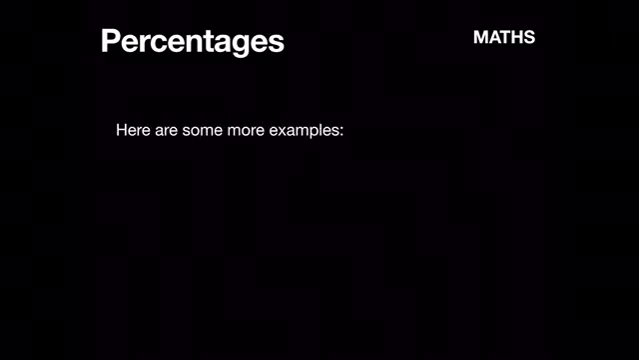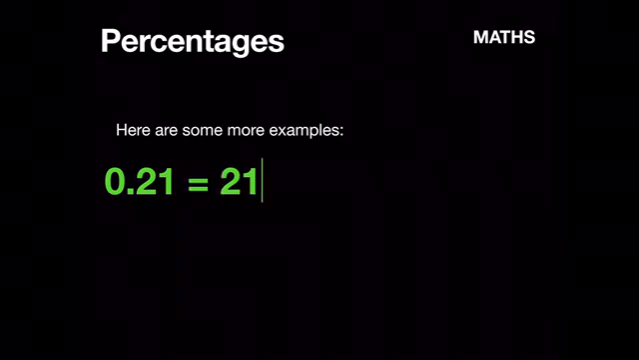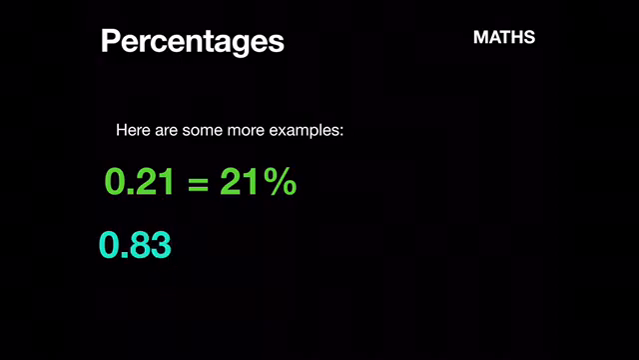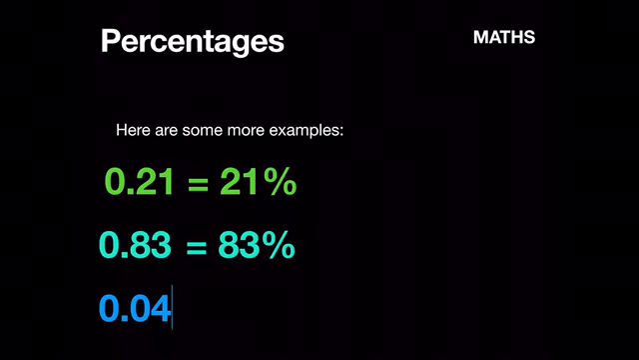Okay, here are some more examples. Let's just have some examples of the sort of work you're going to do. If we start off with a decimal like 0.21, that would be 21%. Shout out if you know it. 0.83 as a decimal would be 83%. And 0.04 as a decimal would not be 40%, but just 4%. And you can turn all of those into fractions by putting them over 100. 21 over 100, 83 over 100, 4 over 100.